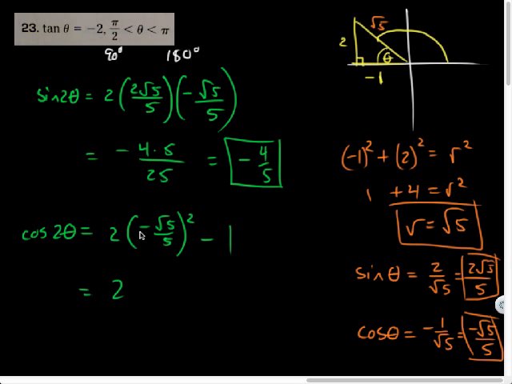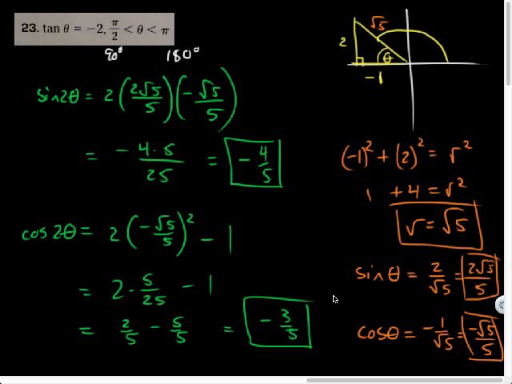So let's see, 2 times, well, the negative all squared is positive. Root 5 squared is 5. 5 squared is 25, minus 1. So that's going to be, 5's cancel out. That's 2/5 minus 5/5 if I want to find a common denominator. So that's going to be what? Negative 3/5. Question, what quadrant must I be in if both sine and cosine are negative so far?